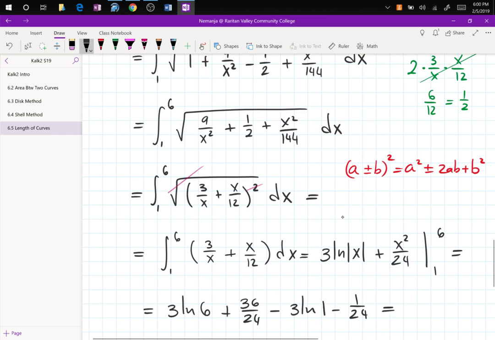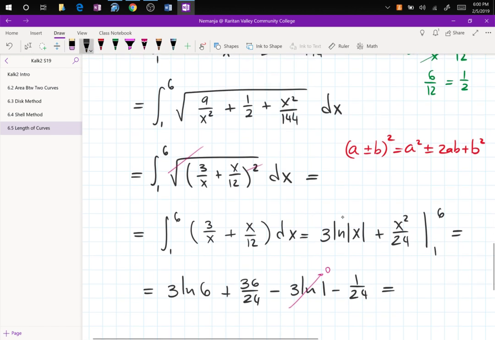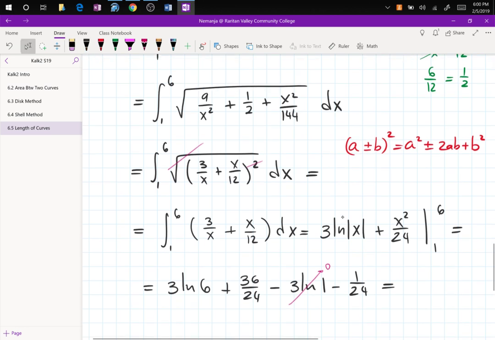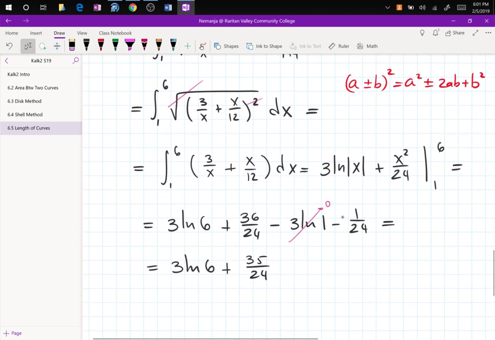So ln of 1 is 0, so that dies. So 3 ln 6, you can leave it 3 ln 6. You can also put 3 inside. So 3 ln 6 plus 35 over 24. So that's exact answer. You can get the decimal if that makes you happy. It's fine.